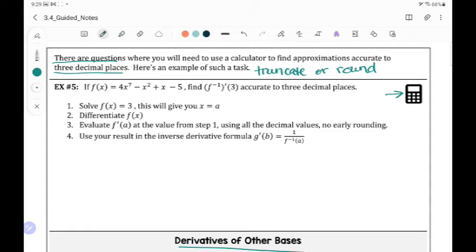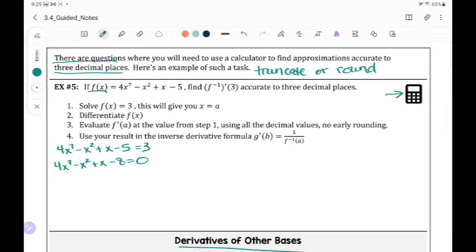If f of x equals 4x to the 7th minus x squared plus x minus 5, find f inverse prime of 3 accurate to 3 decimal places. And it just gives you steps here. Solve f of x equals 3. This will give you x equals a. So solve f of x equals 3. That means set this whole thing equal to 3. So I've got 4x to the 7 minus x squared plus x minus 5 equals 3. We want to get that equal to 0. So we have to have minus 8 equals 0.